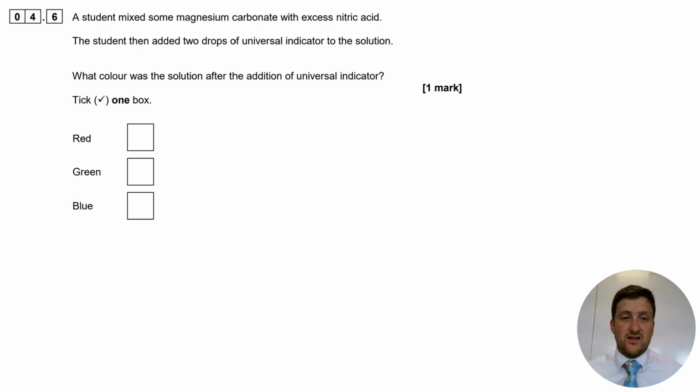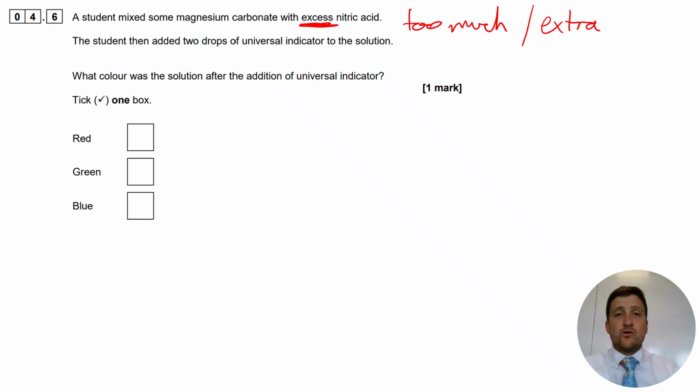The student mixed some magnesium carbonate with excess. I'm looking for words every single time. Excess means too much or extra. They are not going to use the word excess unless it is important. If they're just chucking some nitric acid in, they'll just say that. Excess means something specific. They're going to put too much or extra nitric acid in.